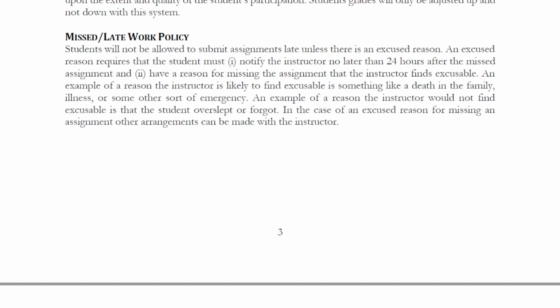Second, the student must have a reason for missing the assignment that the instructor finds excusable. An example of a reason that the instructor would likely find excusable is something like a death in the family, illness, or some other sort of emergency. Examples of reasons the instructor would not find excusable are that the student overslept or simply forgot. In the case that a student does have an excused reason for missing some assignment, then other arrangements can be made for making up that work.